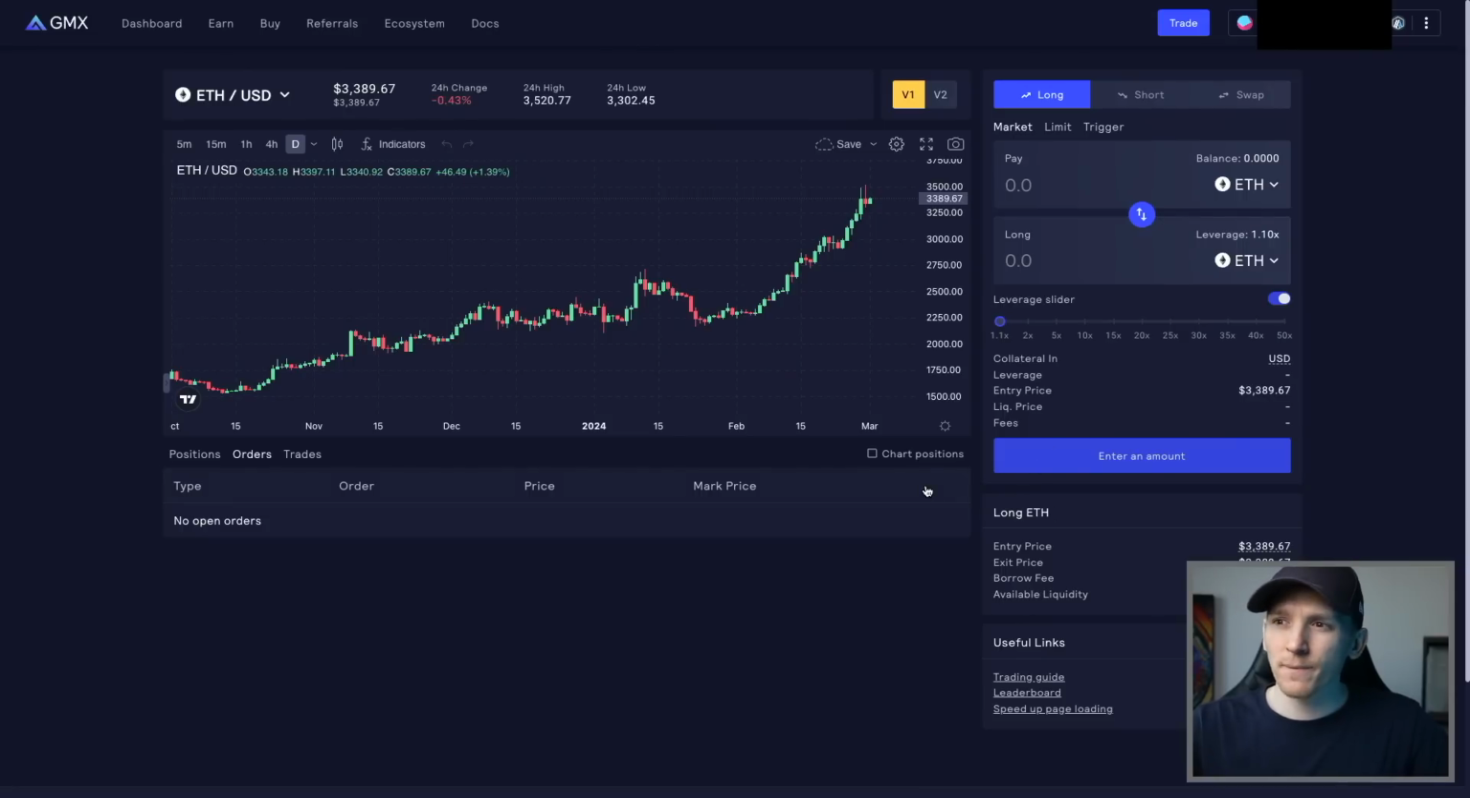Now, what's good about GMX is it's pretty much one of the top exchanges for on-chain futures, and so there are pretty good volumes here. The downside of GMX is that each time that you trade, you have to go through with a blockchain transaction. That makes things a little bit clunky and a little bit slow, which is slightly disappointing.